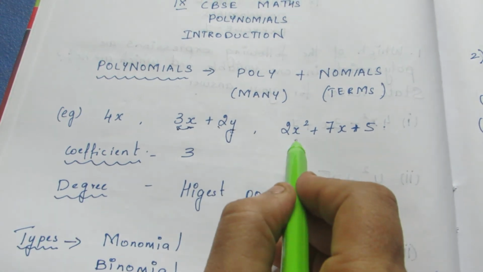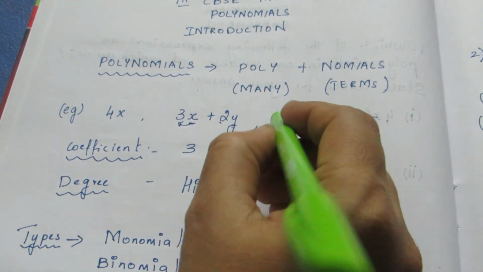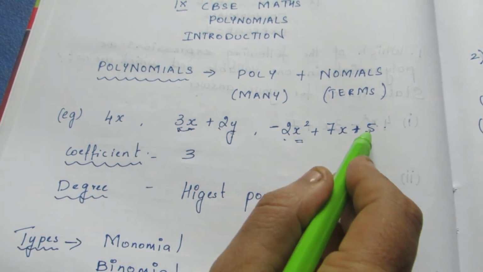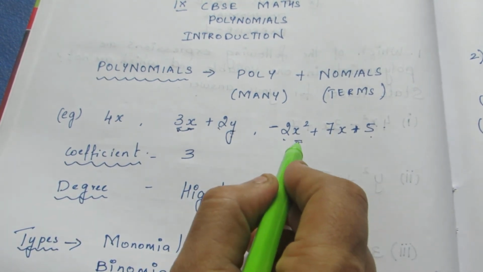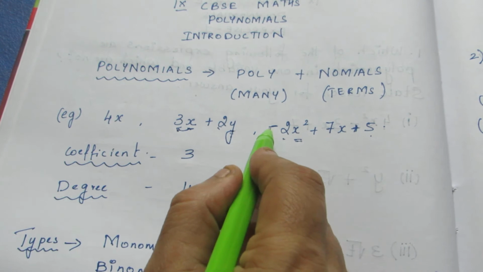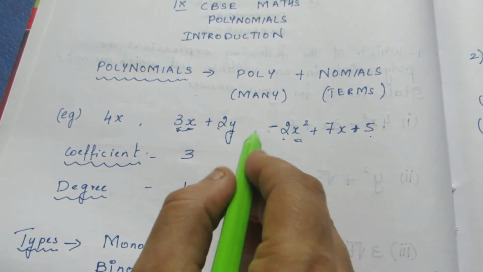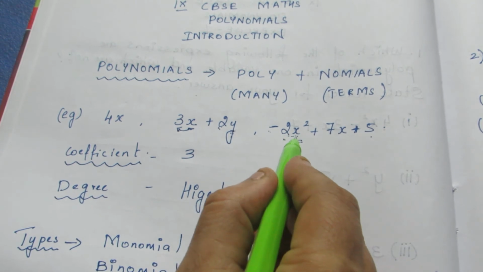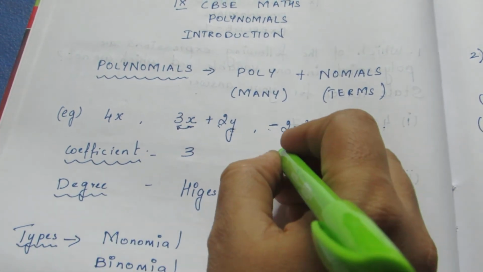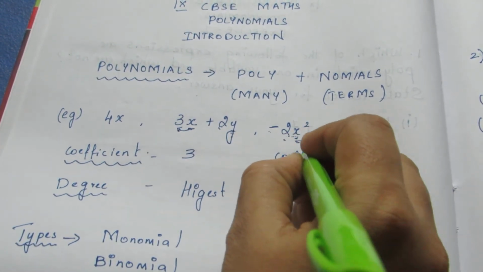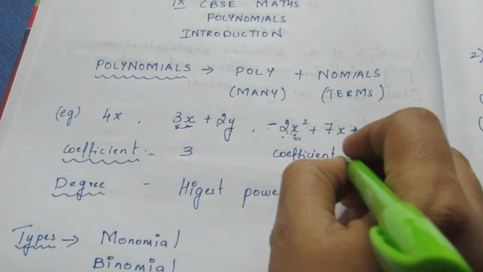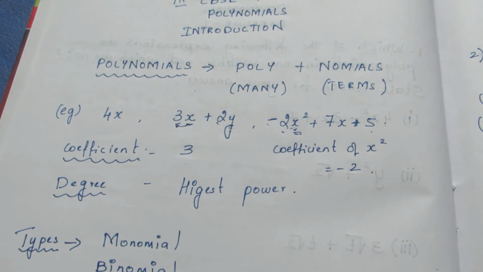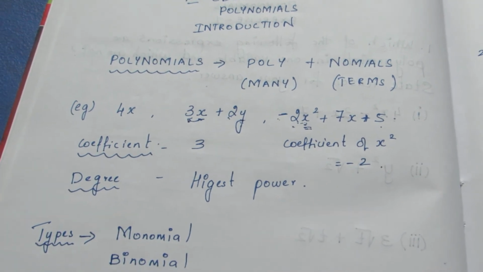Here, the coefficient of x square is 2. If the equation is minus 2x square plus 7x plus 5, then the coefficient of x square is minus 2. With the sign, you need to write the number that is multiplied to the variable asked. So you need to write with the sign, which is very important.